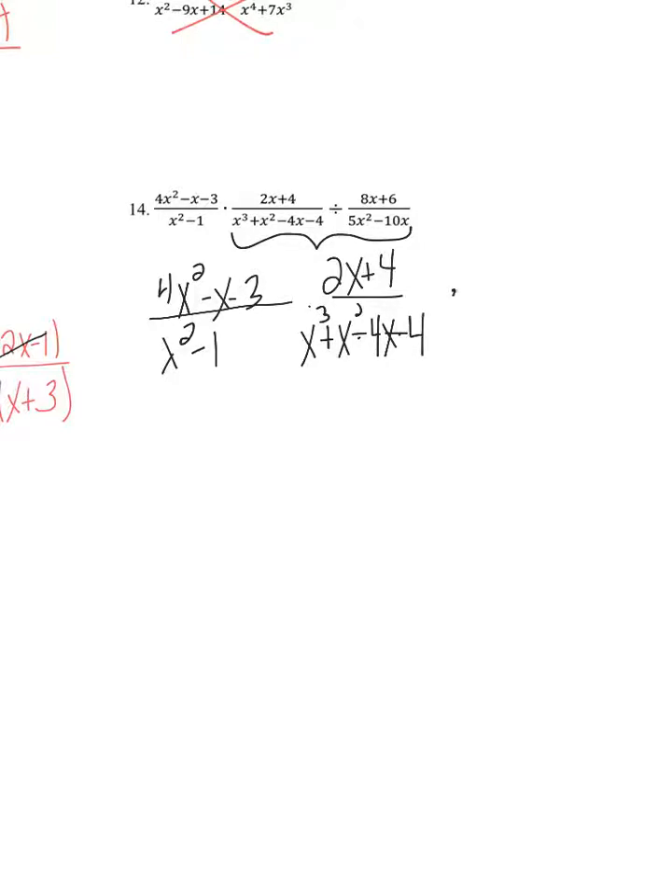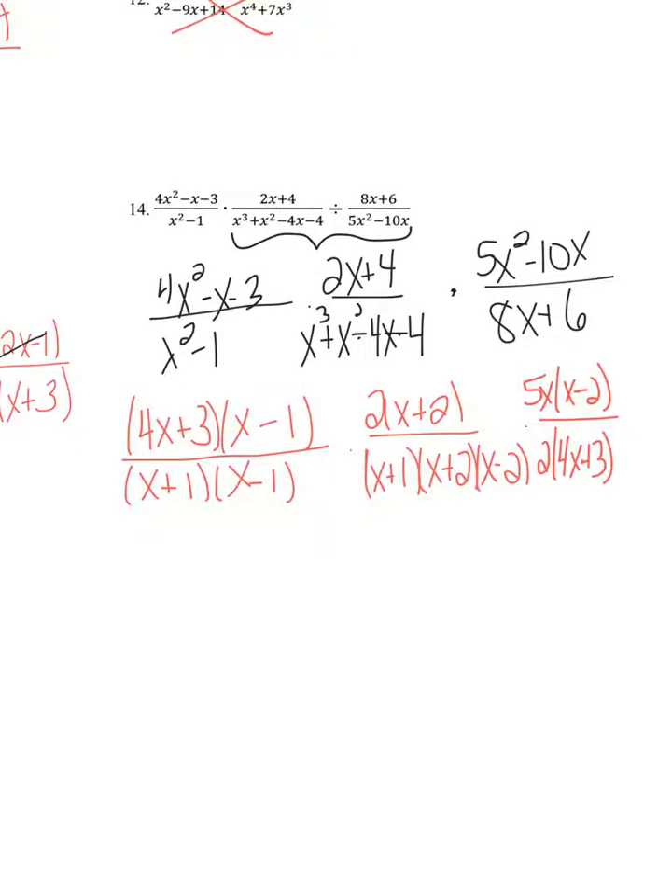And then change this to multiplication and flip this around. And now I'm going to do exactly what I just did before for multiplying. So I'm going to factor everything completely and then see what cancels out. Okay, so this is everything factored, and then when I go to cancel things, I have 4x plus 3's, x minus 1's, x plus 2's, 2's, x minus 2, and I think that's it.